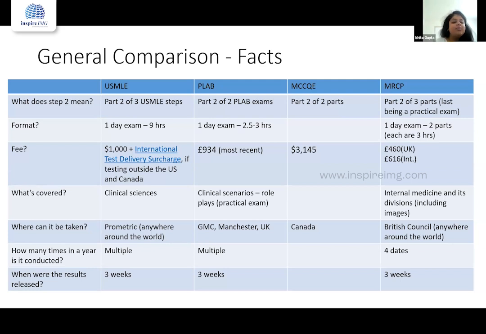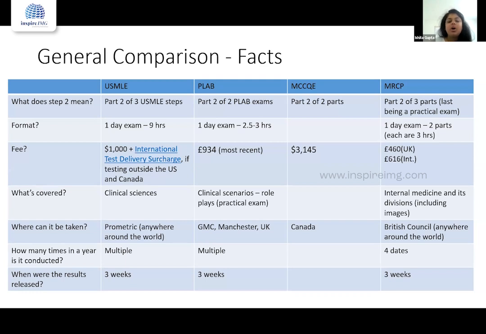For the PLAB, what's covered now? The PLAB Part 2 is a practical exam. So this includes clinical scenarios. It includes role plays. So you obviously would play the role of the doctor, and there would be an actor who would play the role of a patient. I can go into the detail. I have a detailed slide later about that. I haven't taken the NAC-OSCE, so I've left that blank, just to clarify.